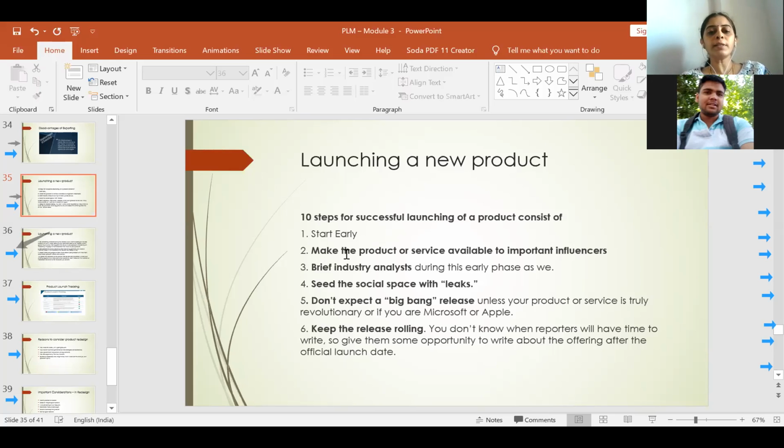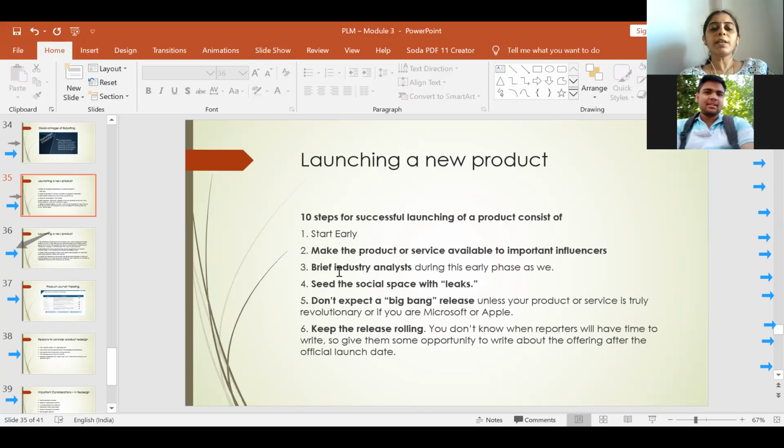Second is make the product or service available to important influencers. You will have some influential people in your area of work, and you should see that the product or service is available to those influencers, so that it helps spread more information and news about your product in the market. Next is brief industry analysts.